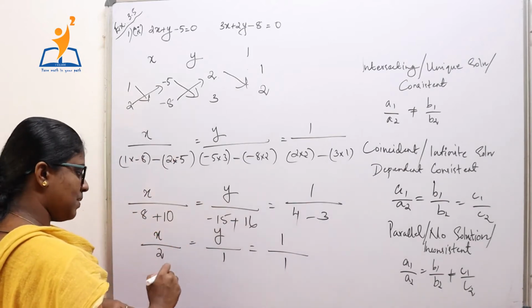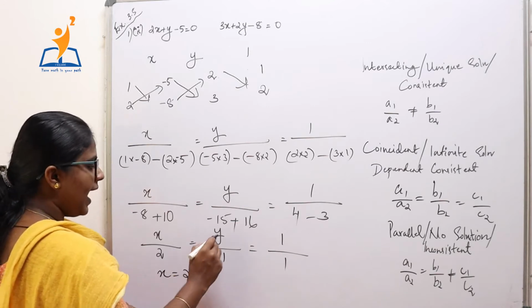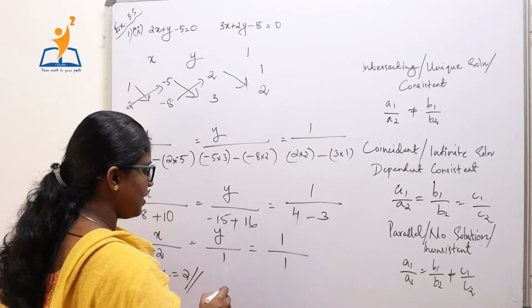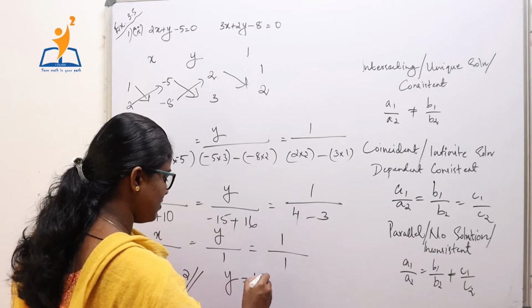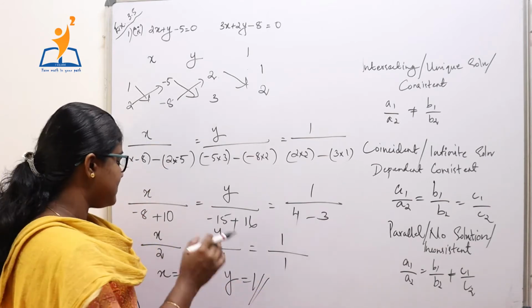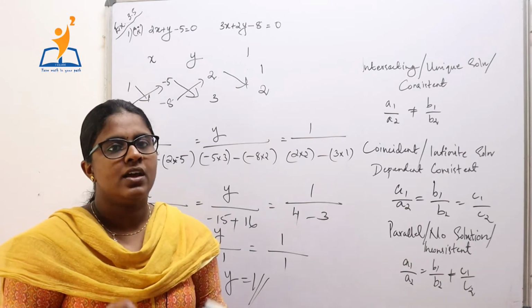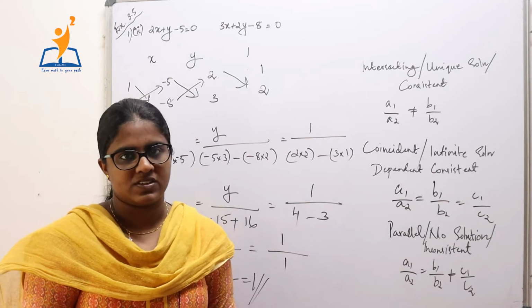So we will get x by 2 is equal to 1 by 1. So we will get x is equal to 2, and y by 1 equals to 1 by 1, which means y is equal to 1. So the unique solution or the only solution is x is equal to 2 and y is equal to 1. Now we will go for the next question.